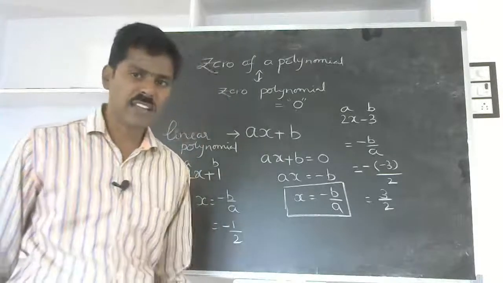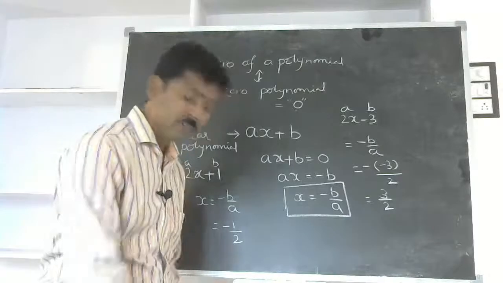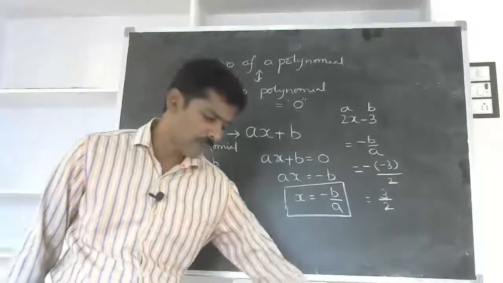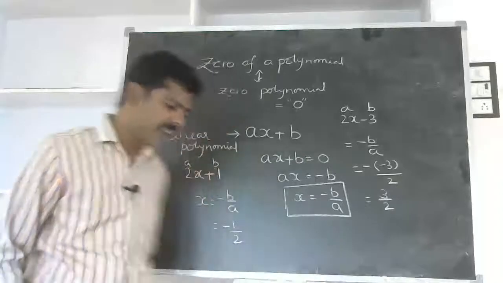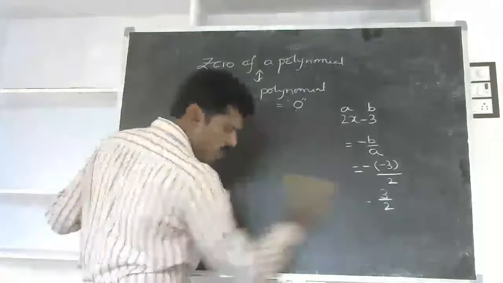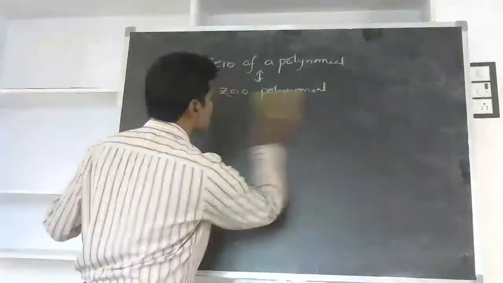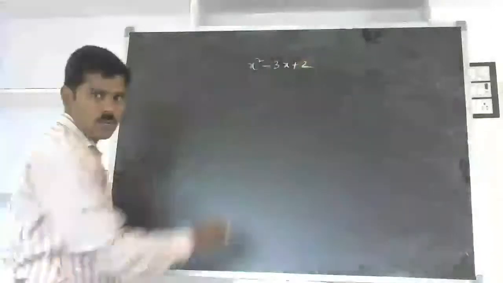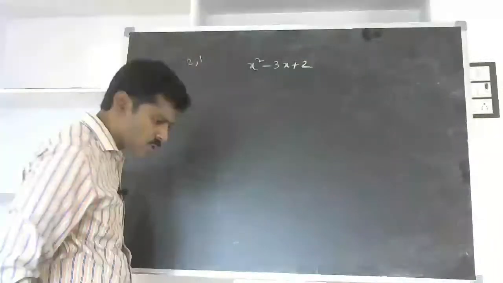And we'll go with another example, a very important example that you have to understand. That is example 4. Verify whether 2 and 1 are zeros of the polynomial x square minus 3x plus 2. What they have asked: verify whether 2 and 1 are zeros of the polynomial or not.